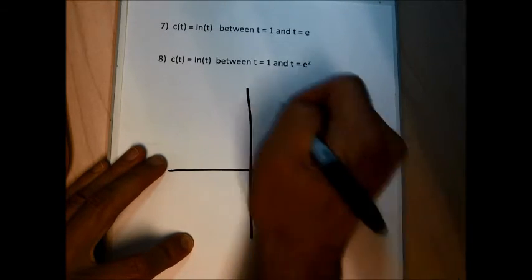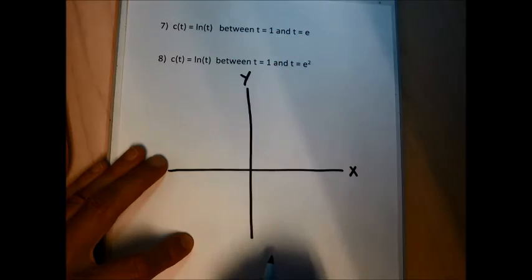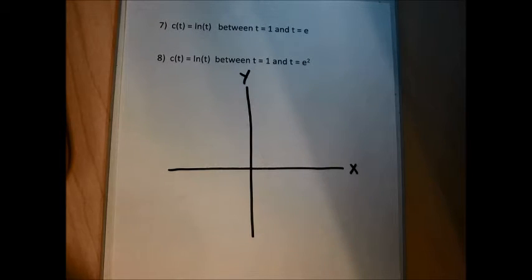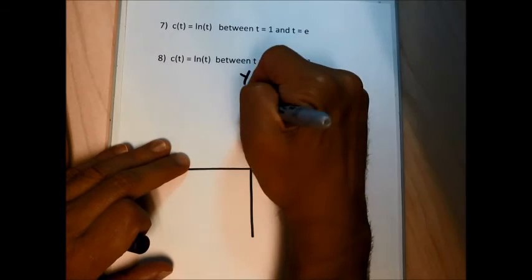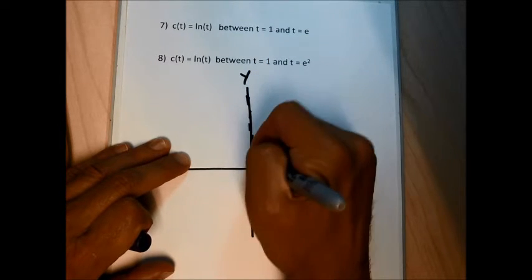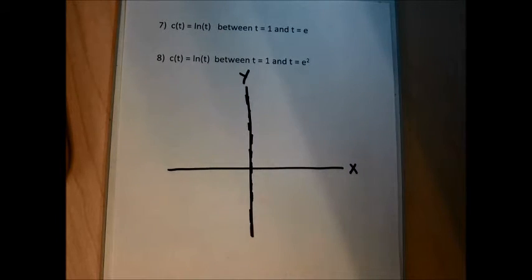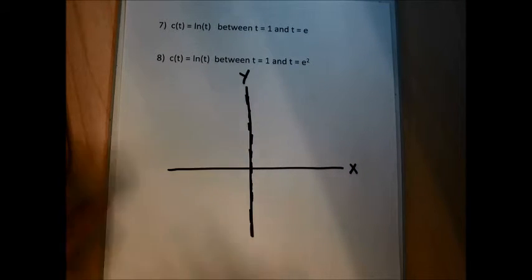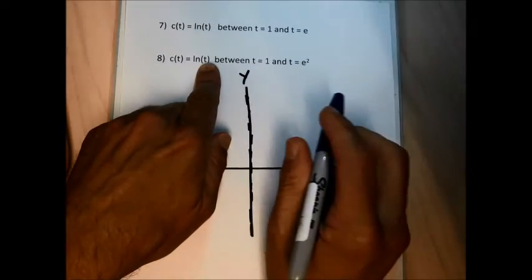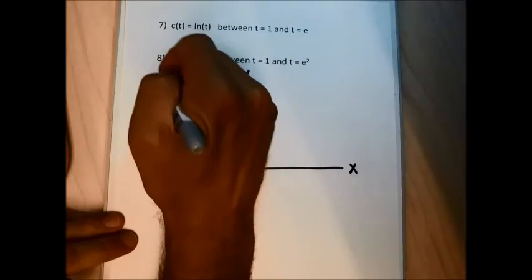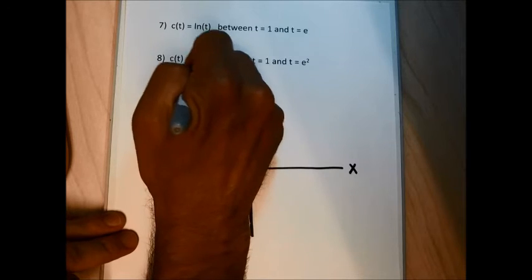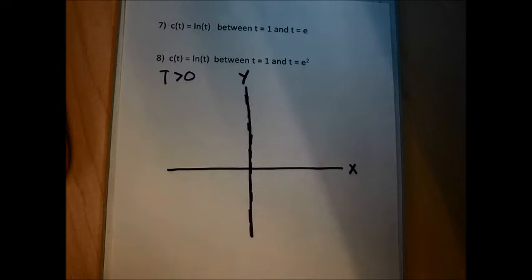I'm just going to borrow a graph from a calculator. I know the domain of it already. It's going to only exist to the right of that line, because you find the domain of a logarithm graph by just taking the argument and setting it greater than 0 as opposed to greater than or equal to 0. So this function's only going to exist kind of to the right of the y-axis.